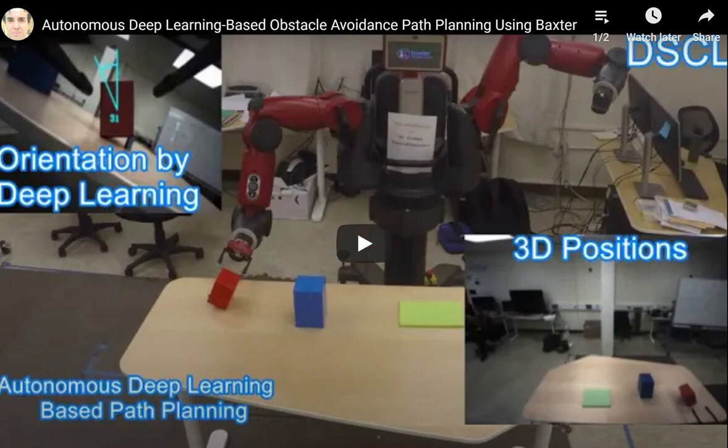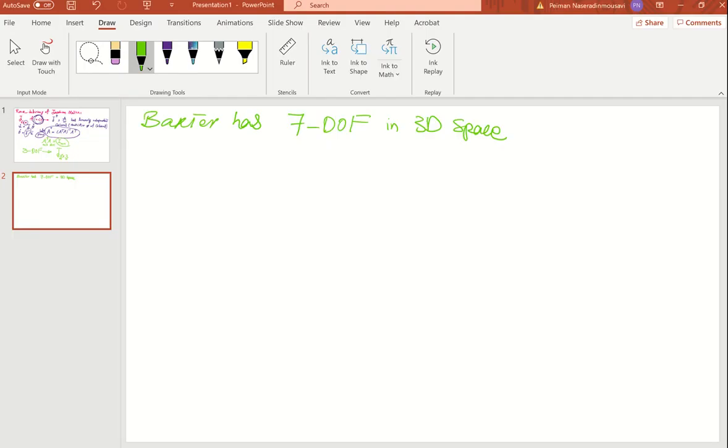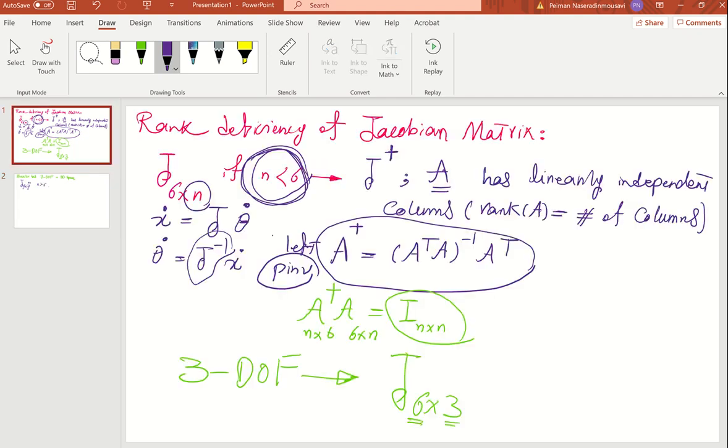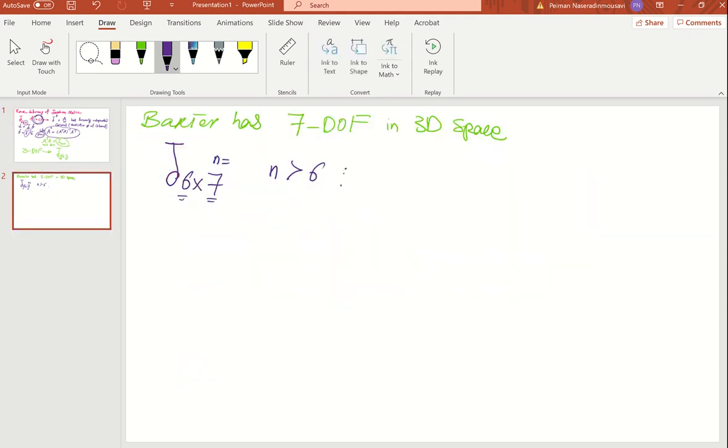So anyway, now we are on the topic of the Jacobians, right? Because I have 7 joints, the Jacobian is going to be 6 by 7. Now the number of rows is less than the number of columns, so n, which is 7, is greater than 6. In the previous case it was smaller than 6. So here we say Baxter has 1 degree of redundancy.